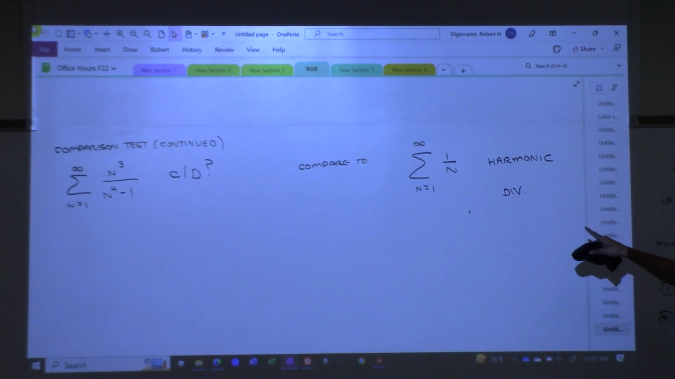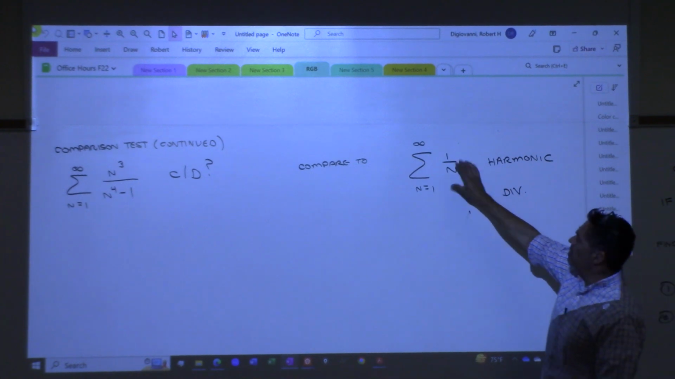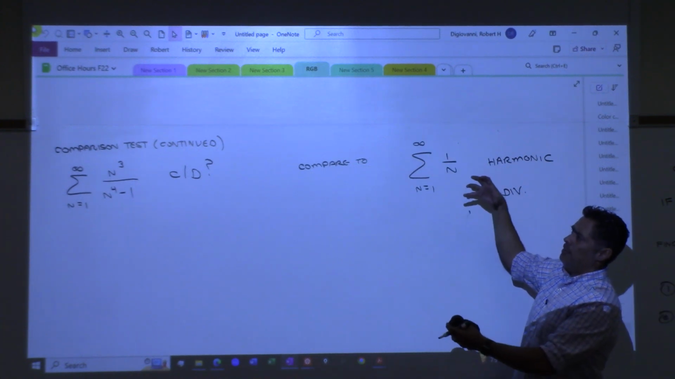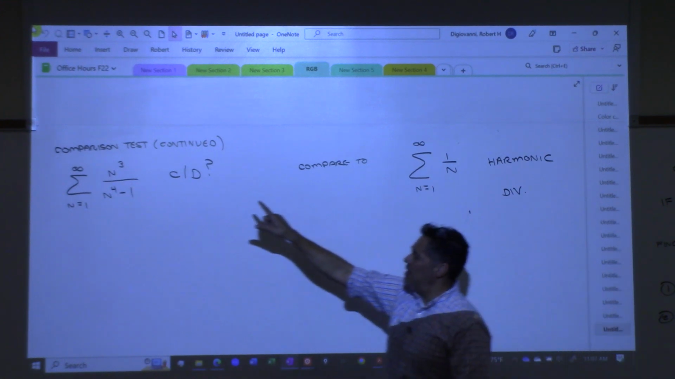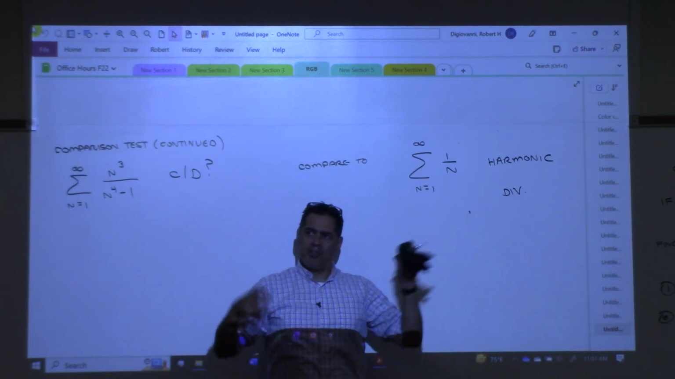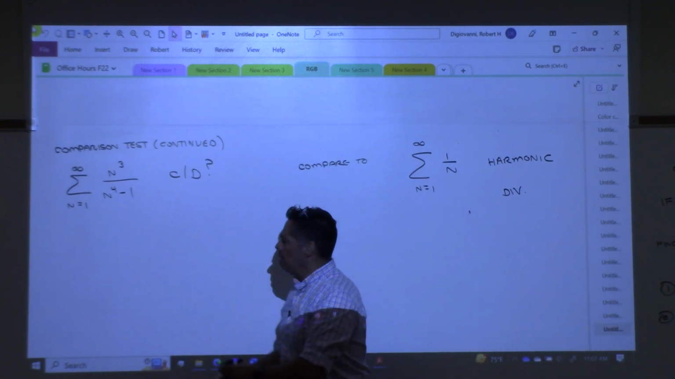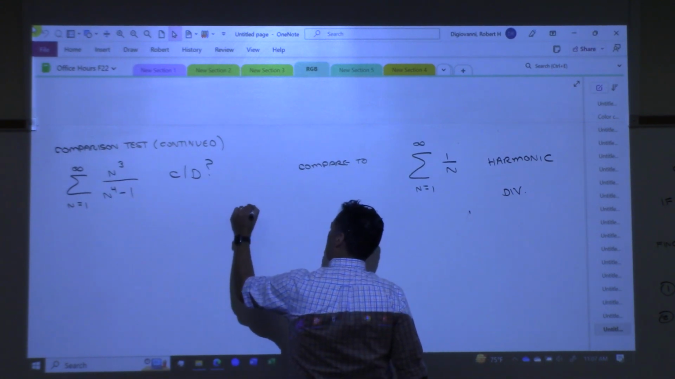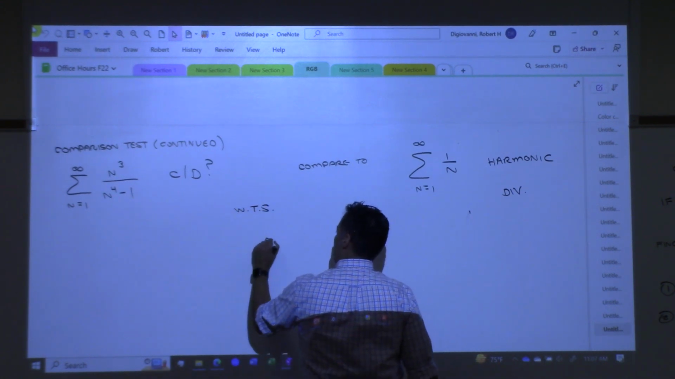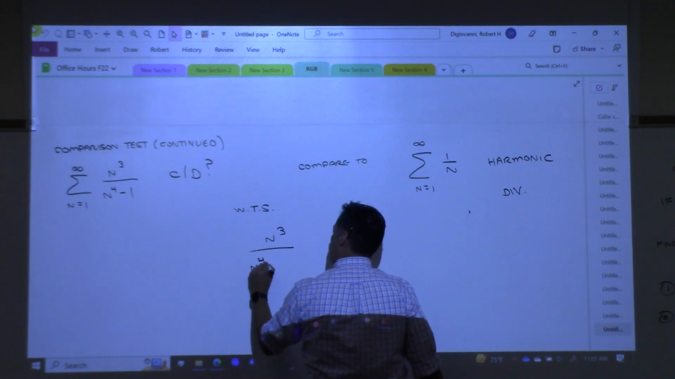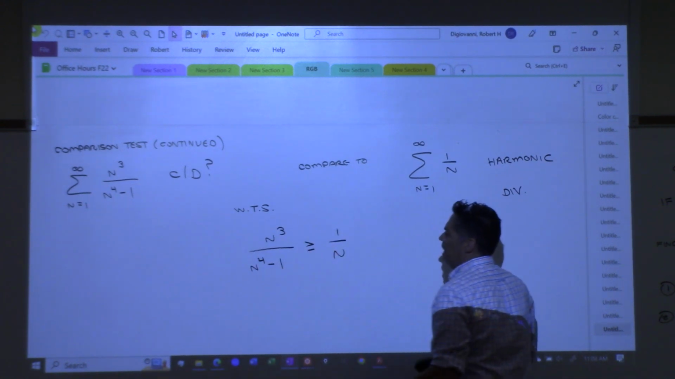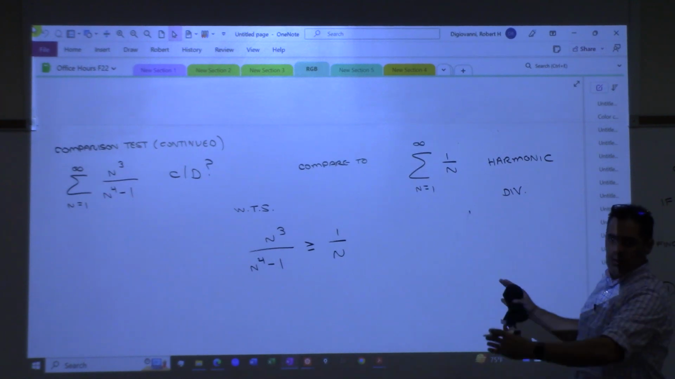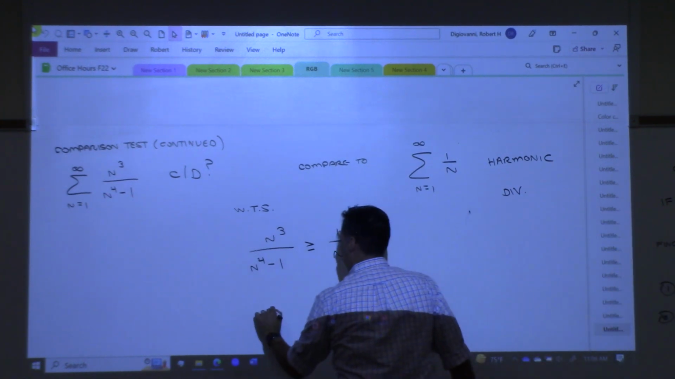Divergent. If it's divergent that I'm comparing it to, then I know that these add up to be some infinite number. And so if I can show that these are bigger than those, then this should also be infinite as well. So I want to show that n cubed over n to the fourth minus 1 is bigger than or equal to 1 over n. And then I can do that same cross multiply thing.